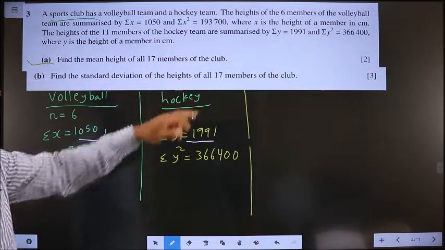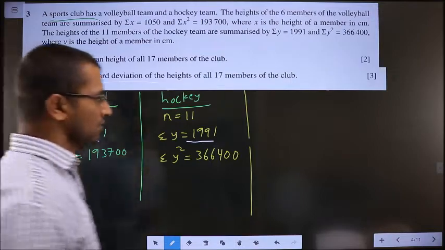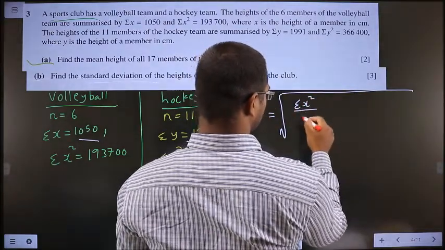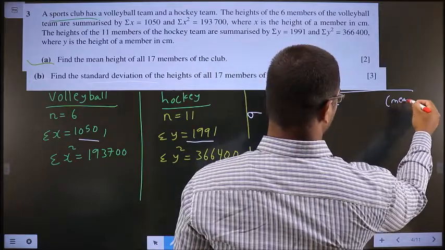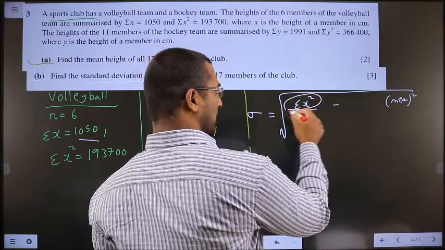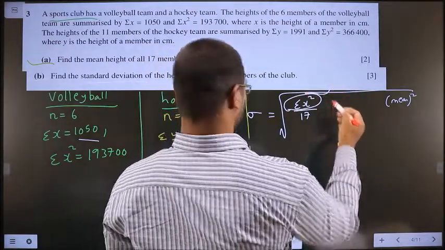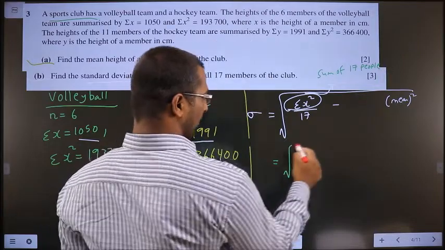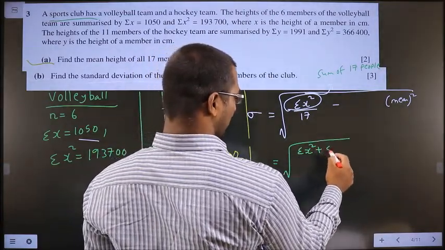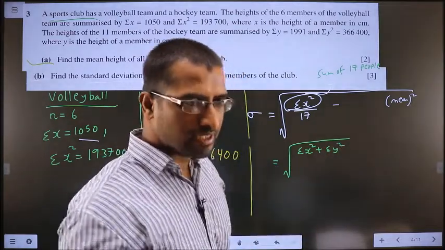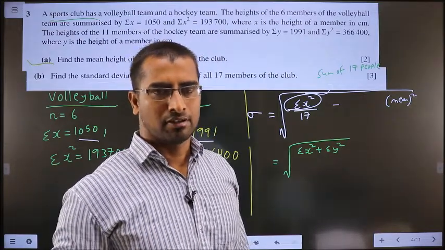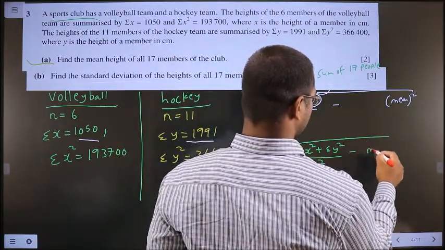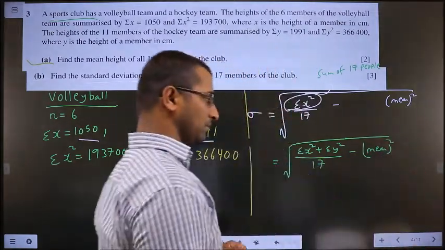Find the standard deviation of heights of all 17 members of the club. So the standard deviation formula is here. Sum of x square by 17 minus mean square. This has to be sum of all the 17 people. How do I get that? By taking individually, that is sum of x square plus sum of y square will give me the sum of the squares of all 17 people. Did you understand? Good. Continue. By 17 minus, this is the mean of the entire 17 people. Okay, next.